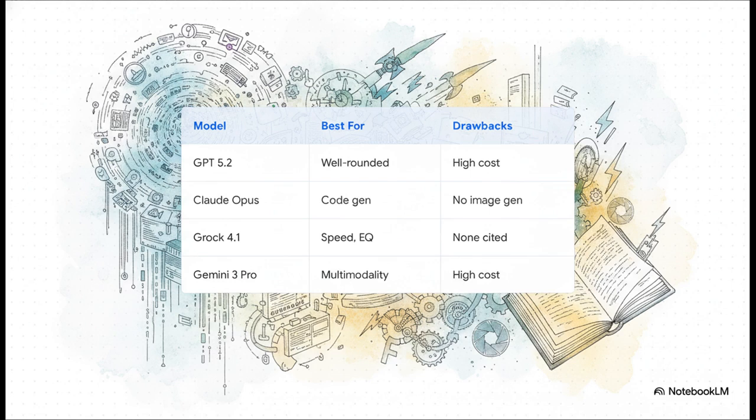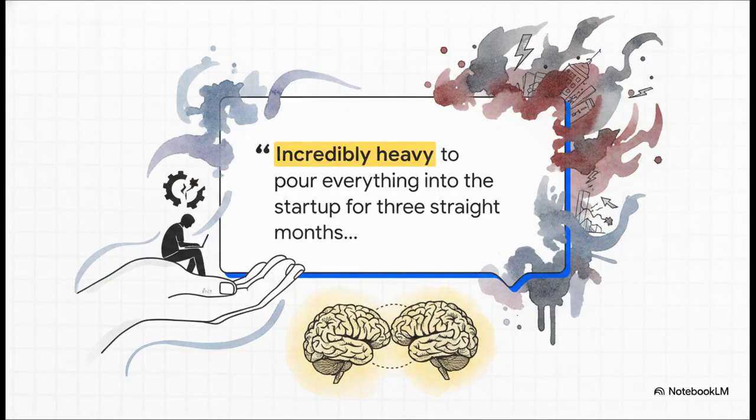Then you have Grok 4.1. Grok is kind of fascinating because it's a bit of an anomaly. It's highly capable, incredibly fast, and features this absolutely massive 2 million token context window. To put that into perspective, you could literally chuck an entire book into it all at once. But actually, Grok has another totally unexpected superpower: emotional intelligence.